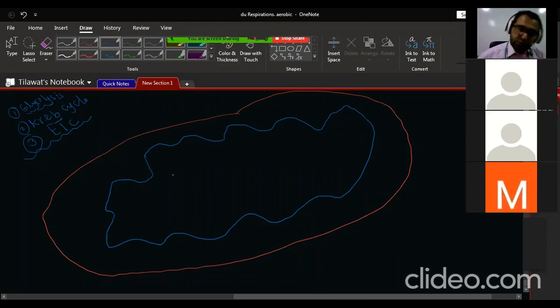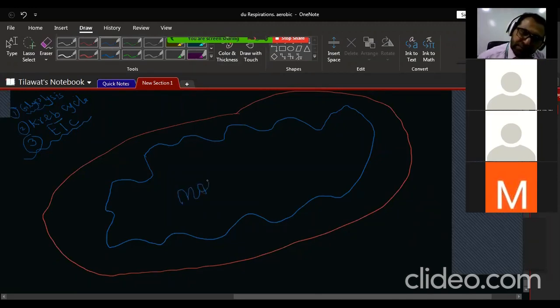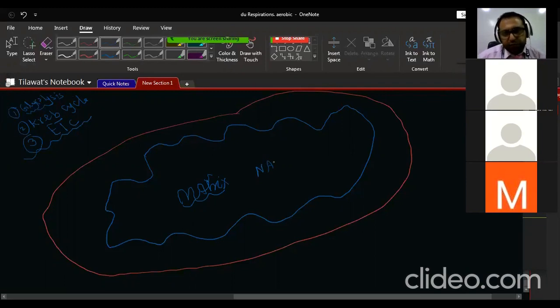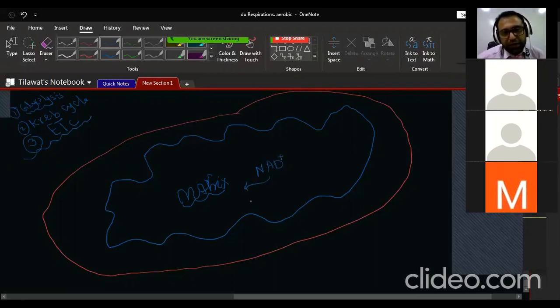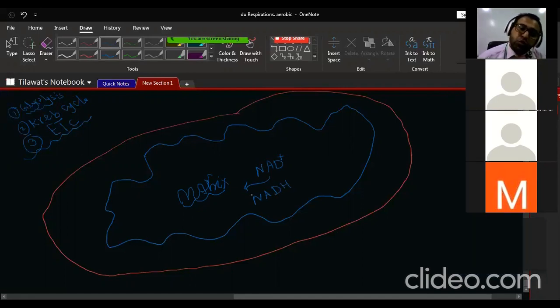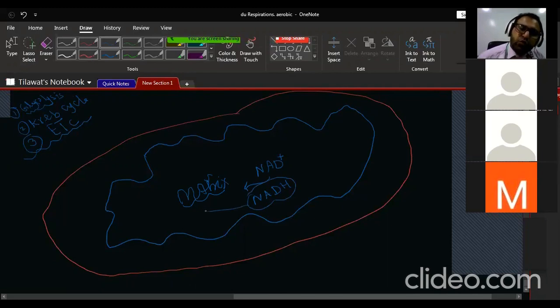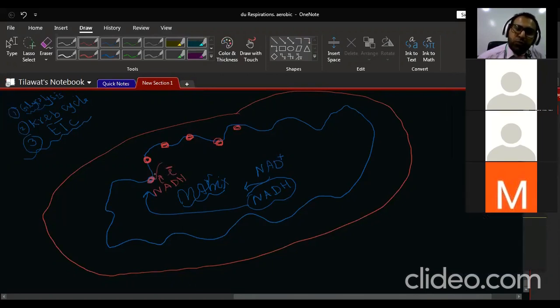Correct. Now, look here. For example, this is a matrix of mitochondria. If you remember, I told you that whenever the Krebs cycle is happening, NAD will convert into what? NADH, right? Correct or no? So what will happen with this NADH? It will go toward this membrane. And on this membrane, there is a certain protein molecule, a certain electron carrier protein molecule. So when NADH reaches here, it will lose electrons. And when it loses electrons, they will be received by this protein molecule first.